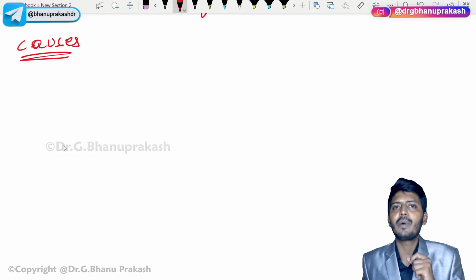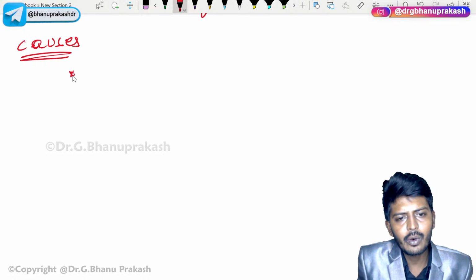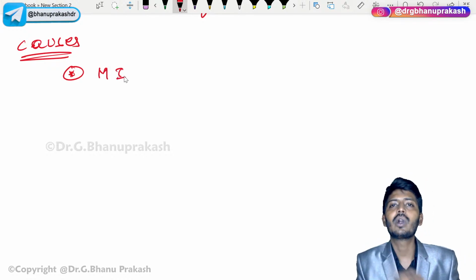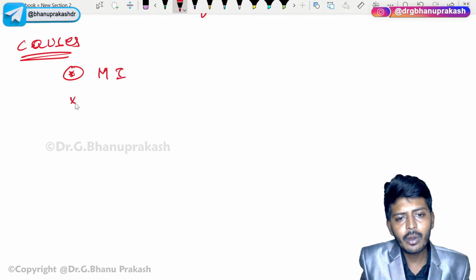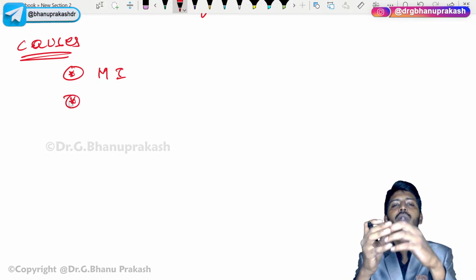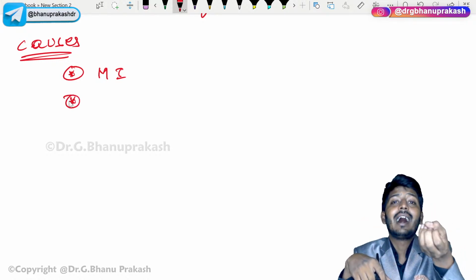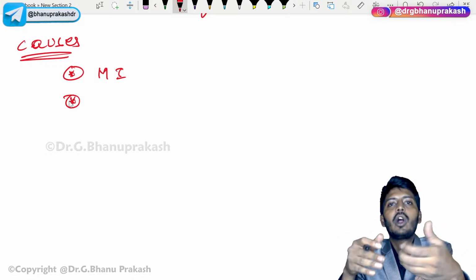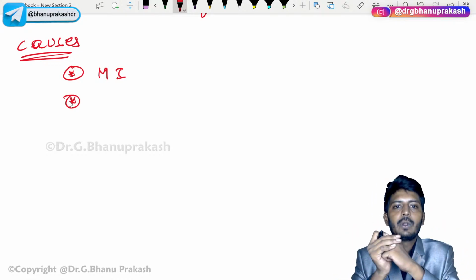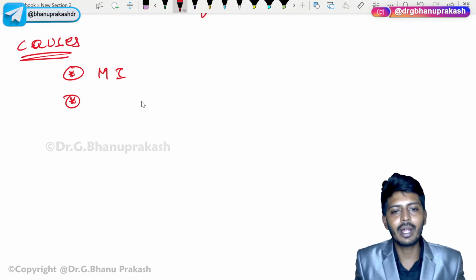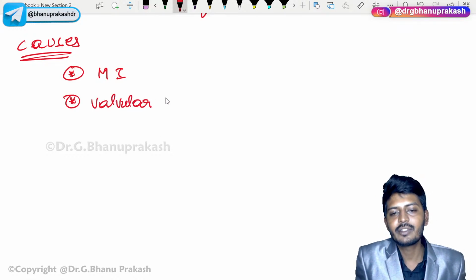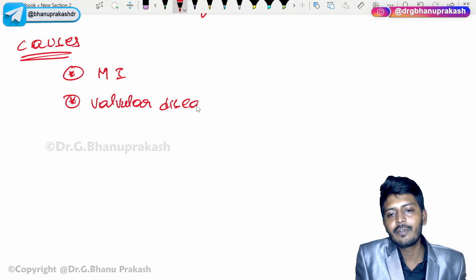This is a very important point, such as your myocardial infarction. Yes, myocardial infarction can lead to heart failure. What happens, my dear students? There is one area of the heart which has undergone necrosis. Because of this necrosis, that particular area is not working, which will lead to heart failure. Then the second one is valvular diseases. Yes, valvular diseases can also lead to heart failure.